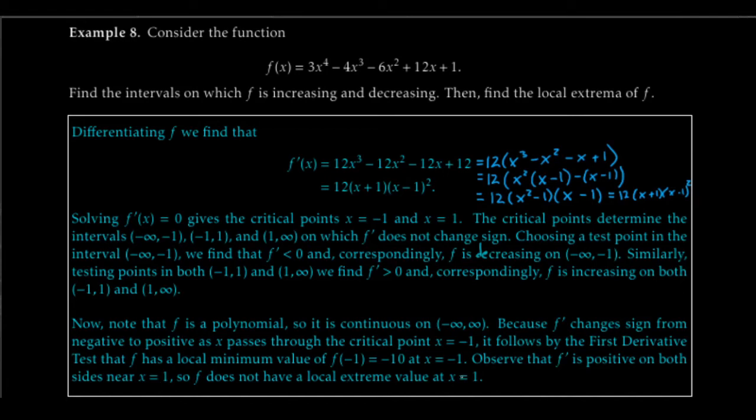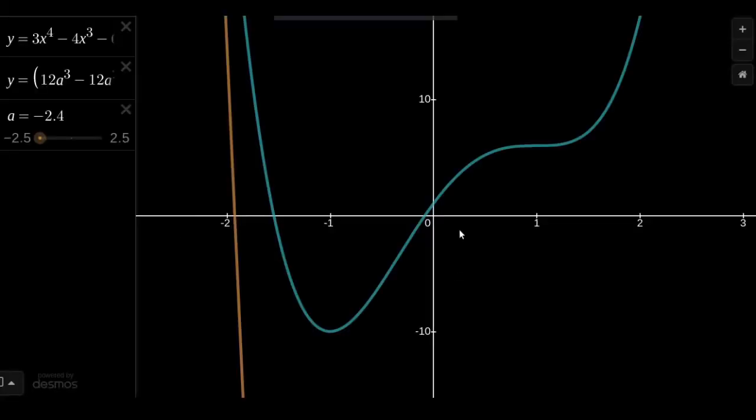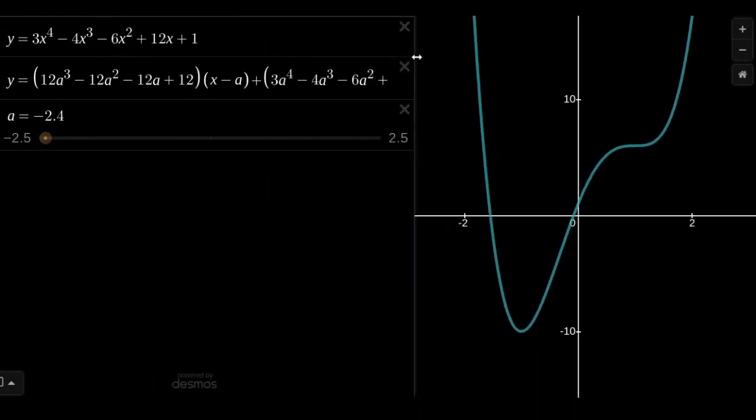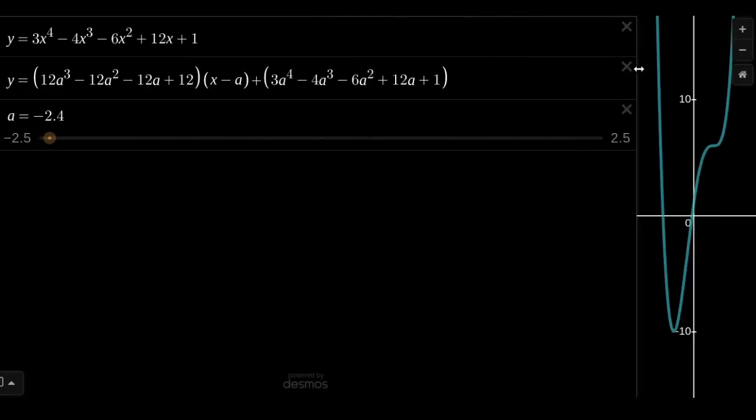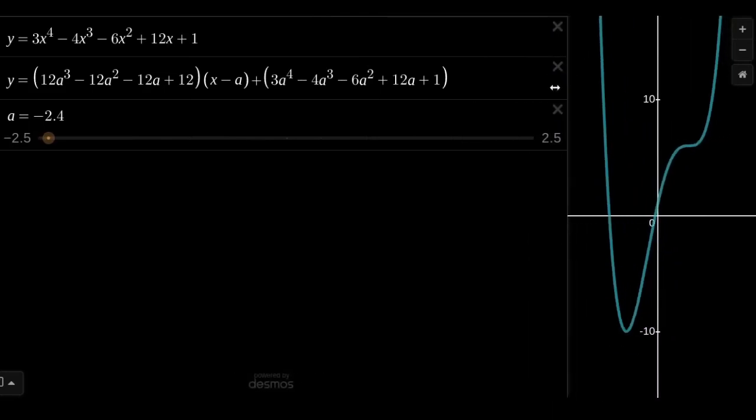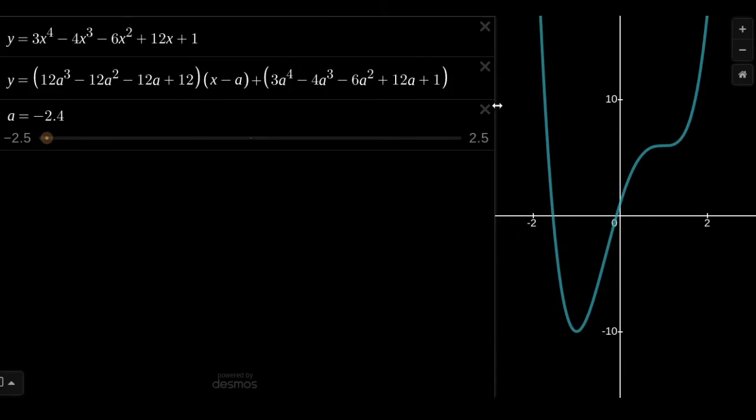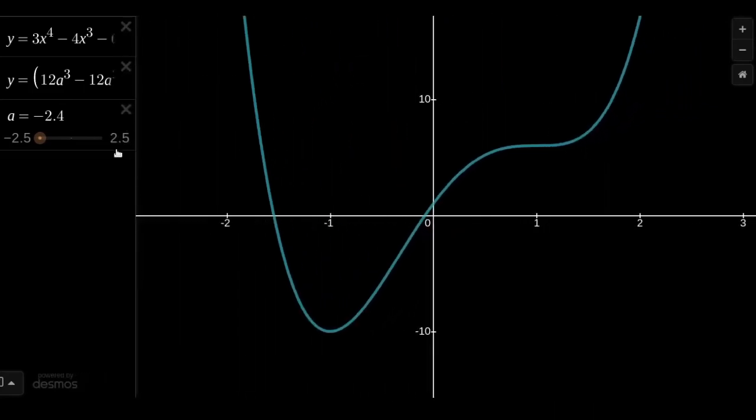Okay, let's step back quick. This feels like a lot of stuff at once. Let's look at a graph of f and see exactly what's going on. Okay, I have a graph of our function right here in blue. So this is that big long polynomial there. And I've also graphed out the tangent line with a little slider on there so I can move it around. Let's look at what we got.